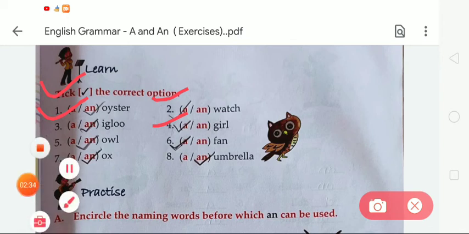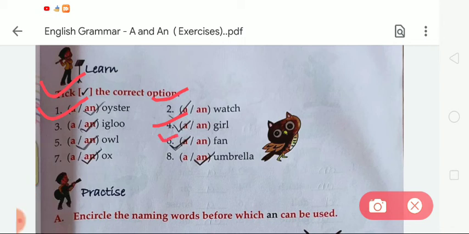Okay. In number 5 there is the owl. What will be used with owl? We have to use An with owl. In number 6 there is a fan. So we have to use A with fan. Now the 7 there is an ox. So we have to use An with ox. In number 8 there is an umbrella. So we have to use An with umbrella.